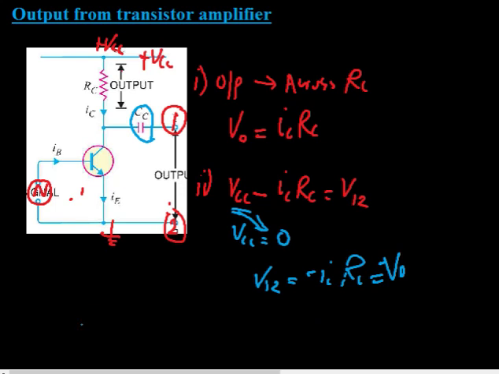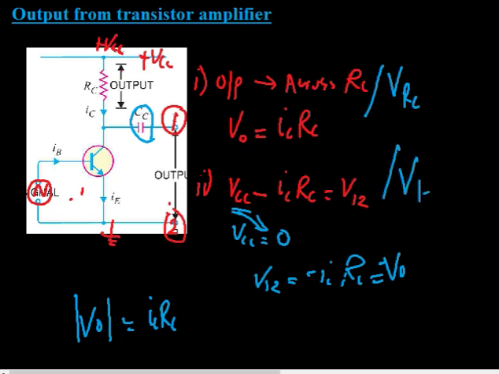In both the cases the magnitude of the output voltage is the same, whether we take the voltage across RC or the voltage across the terminals 1 and 2. So both ways, the voltage across the resistance RC or across the terminals 1 and 2, you will get the same magnitude ICRC. The difference is that when we take the voltage across 1 and 2, it will be negative. It represents the phase reversal only.